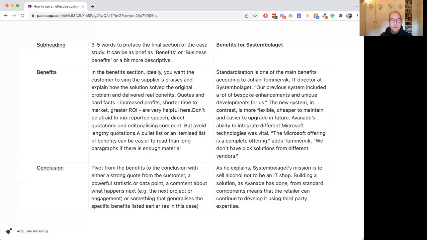Then you come to benefits. So how did the solution solve the problem, and what are the downstream effects? And if you've got stats, data, quotes, and facts, this is where you put them in. And then lastly, a sexy conclusion. So this can be a strong quote.